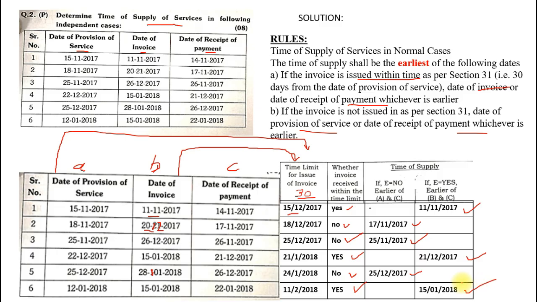Now suppose you get confused in this, always remember, if you have looked at any of the papers, there is always time of supply of goods in option with time of supply of service. So if you get confused in this part, you can attempt the goods part because that is much more simple, it has a straightforward sum. Okay. Chalo, this was question number 2P. Now we go ahead with the last question in question number 2.